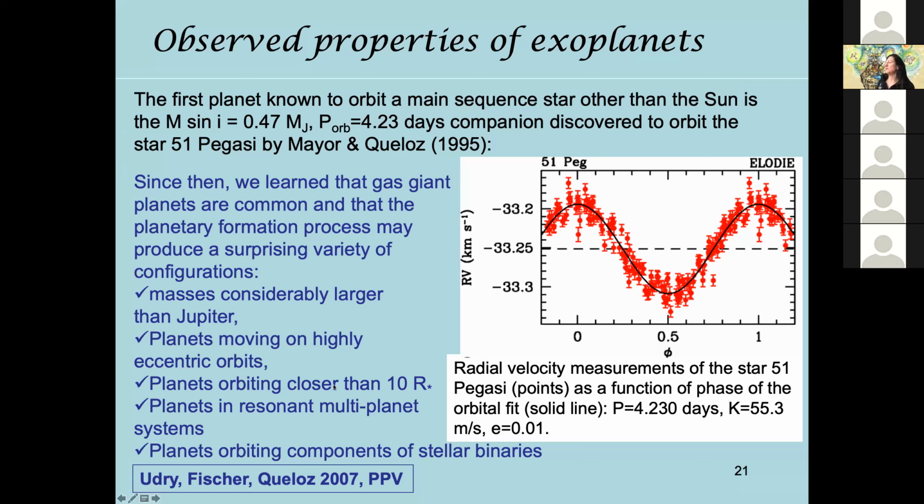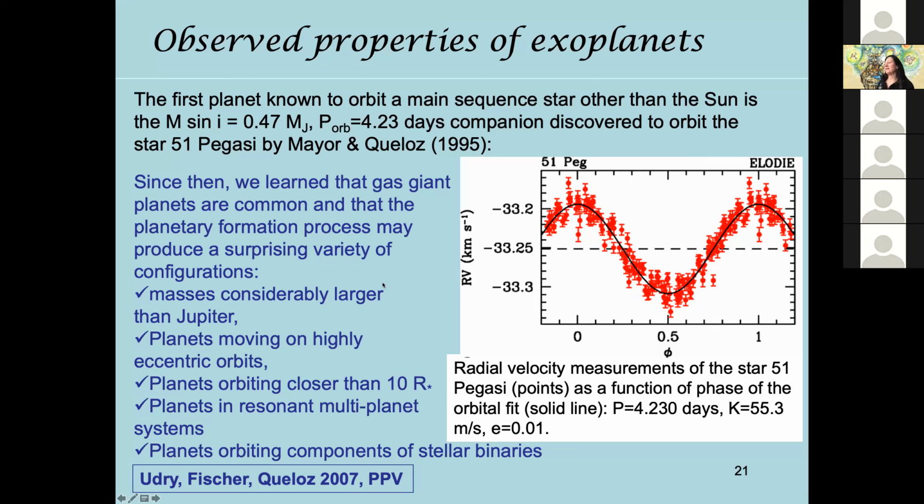And they also found planets orbiting closer than 10 stellar radii, which is a very small number. Consider that Mercury in our solar system is at 60 times the radius of our sun. Here we're talking 10 times the radius of the sun.